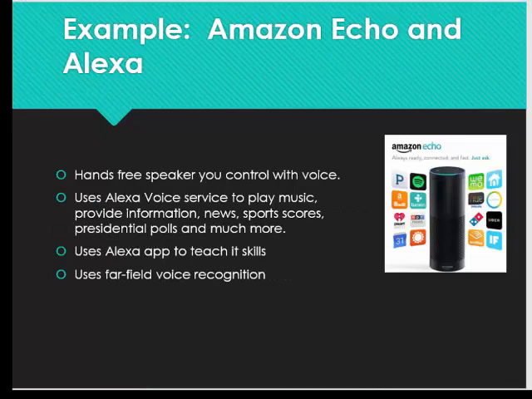An example of an Internet of Things device is Amazon Echo. This is a hands-free speaker that you can control with your voice. It plays music, provides news or weather information, can tell you what's on your calendar, and even order something directly from Amazon. You can use the Amazon app to teach it skills, and it uses far-field voice recognition to recognize and respond to your requests.